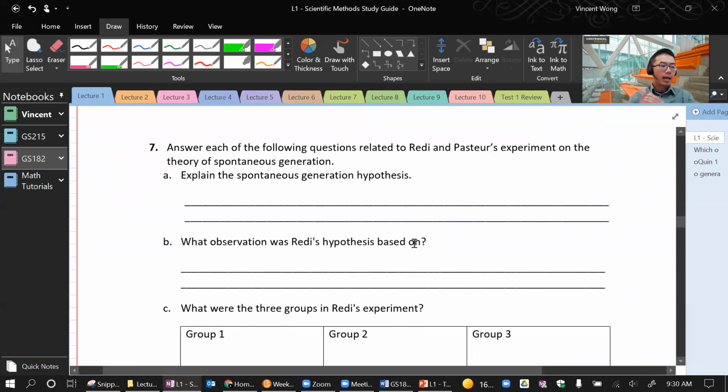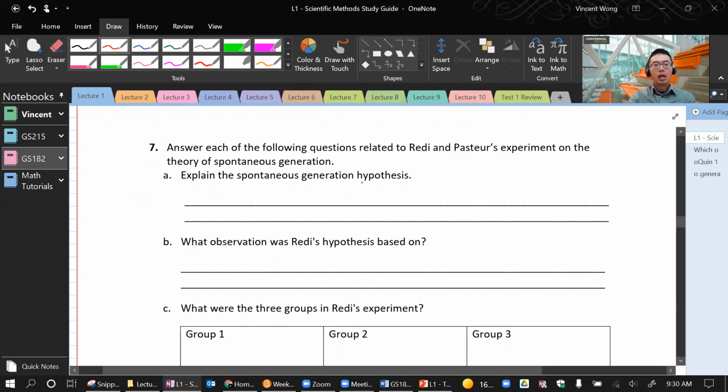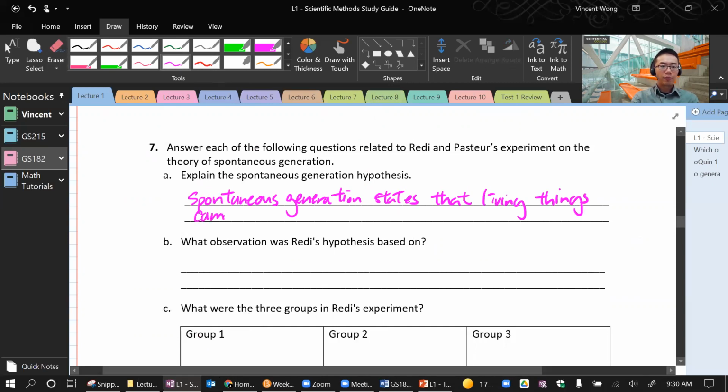Now, let's talk about Redi and Pasteur's experiment on the theory of spontaneous generation. So what is the theory of spontaneous generation? Well, spontaneous generation states that living things came from non-living things.